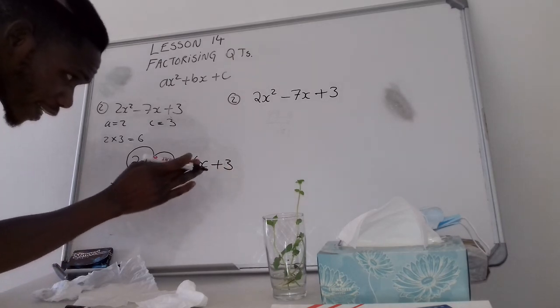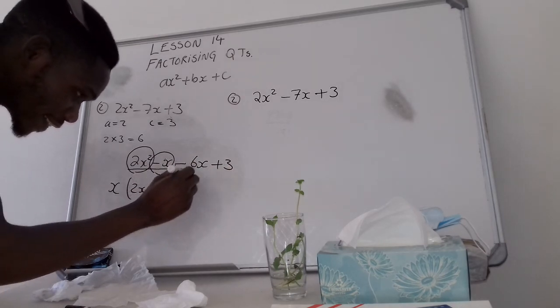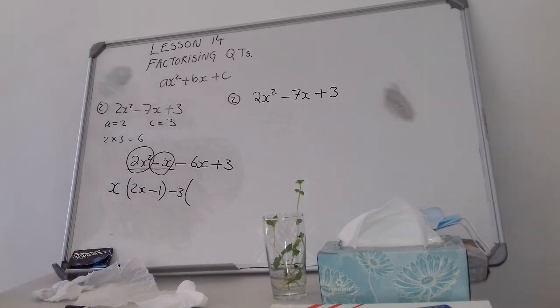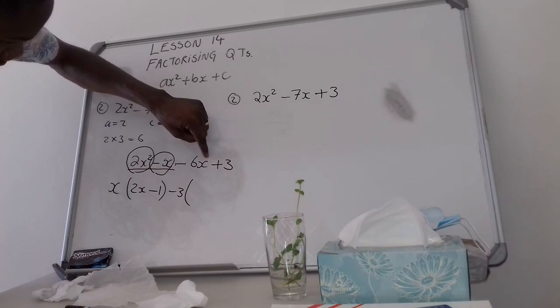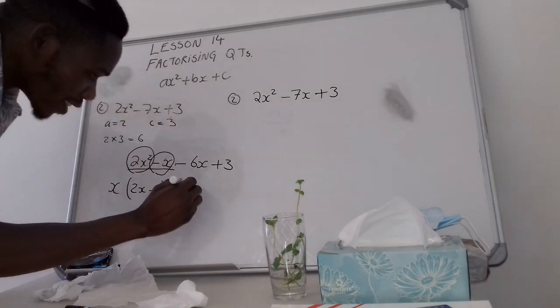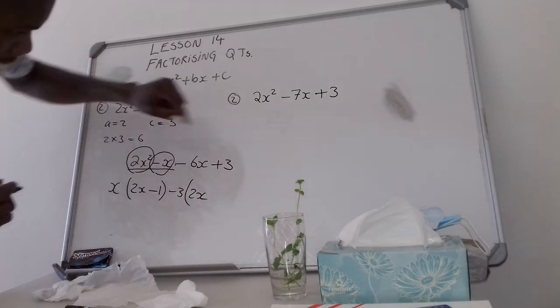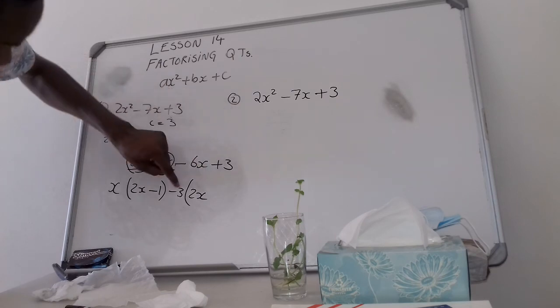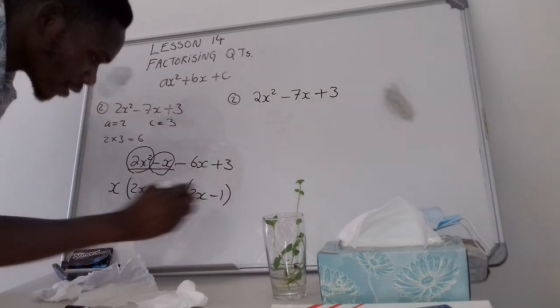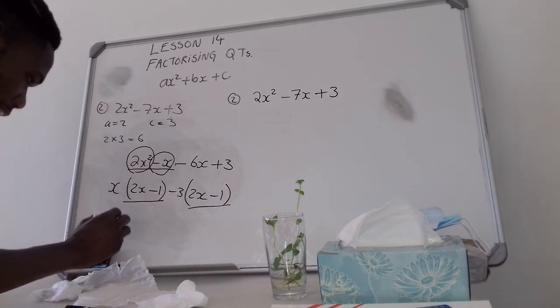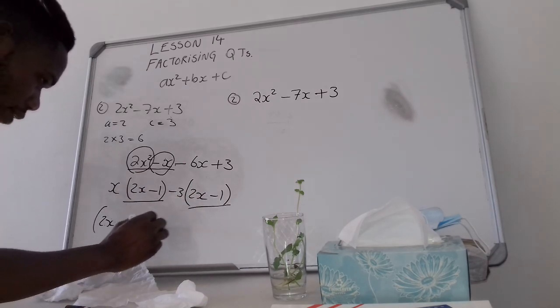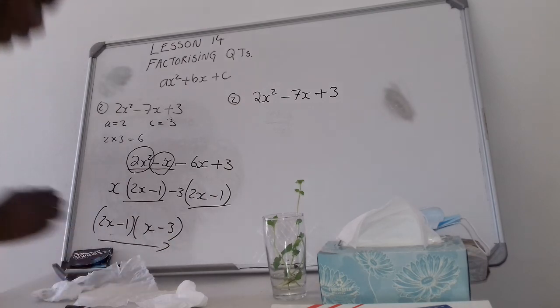The common factor here will be negative 3. Very tricky, eh? The negative 3. So negative 6x divided by negative 3, I'll get a positive 2x, and positive 3 divided by negative 3, I'll get a negative 1. And I have a common factor, which is 2x minus 1. The other one will be x minus 3. And that's it.